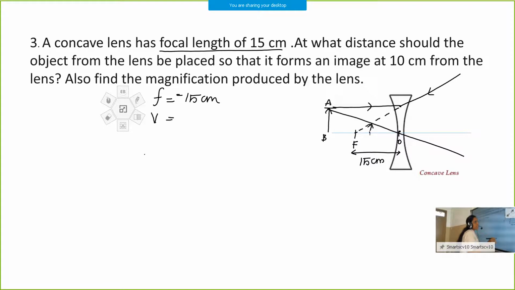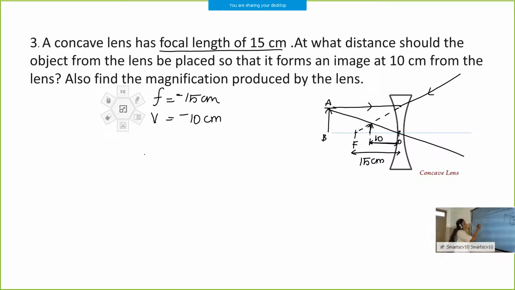So always for a concave lens, the image is formed on the left hand side itself. So the image is formed at a distance of 10 centimeter. Okay, so this distance is given as 10 centimeter. So if the image should be formed at a distance of 10 centimeter from the lens, then where should be the position of the object? That's the question. So v is equal to 10 centimeter, and as you know, it is on the left hand side, so that image distance is also minus, negative.